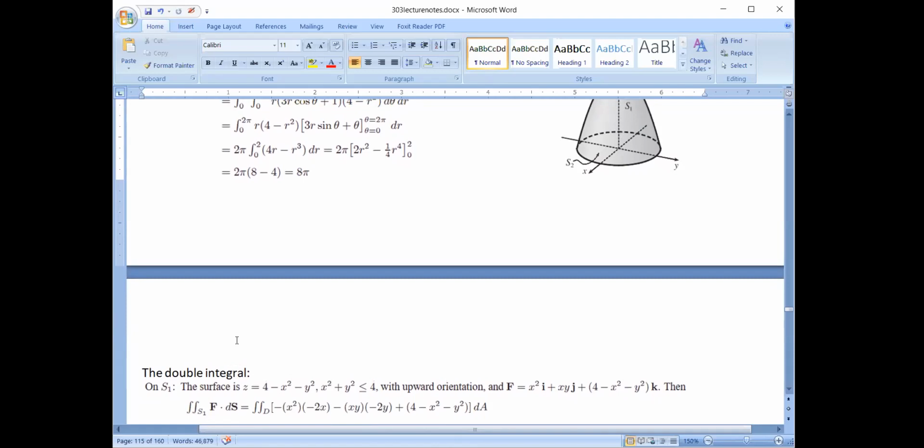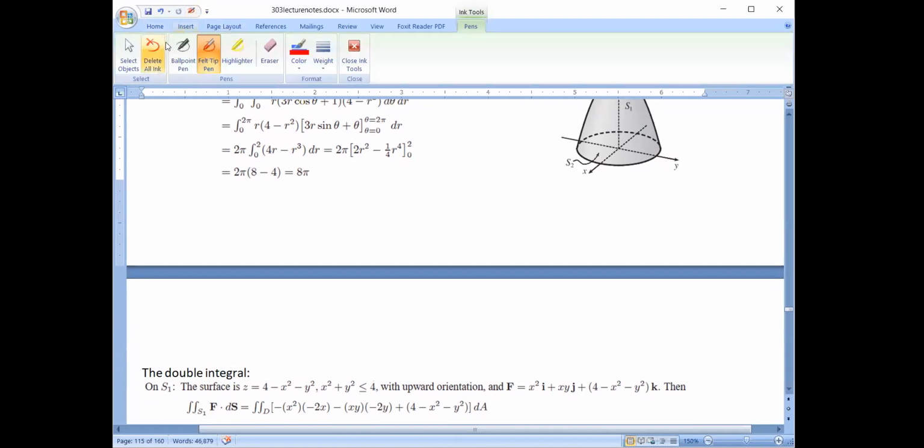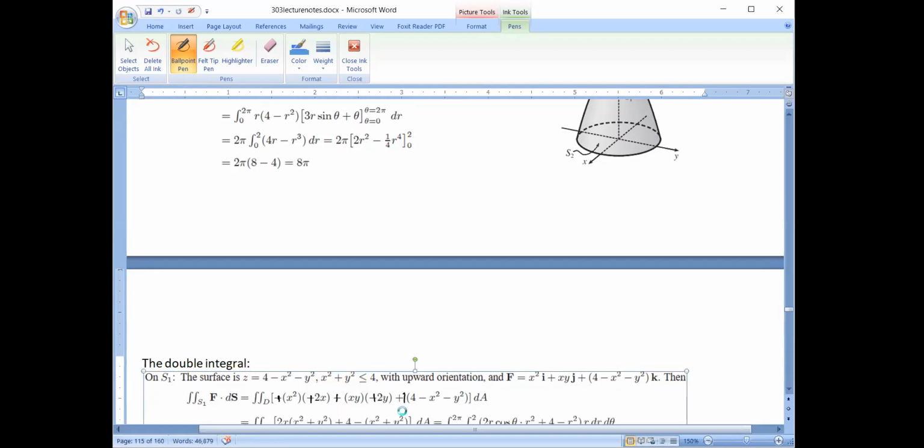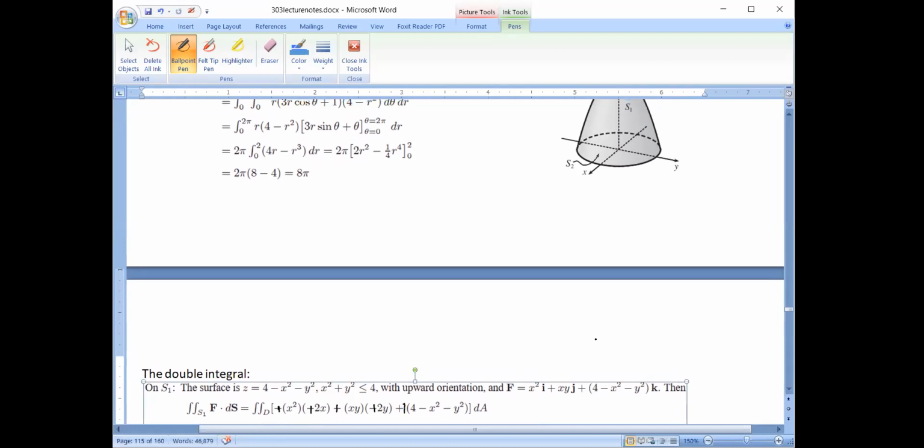I need to fix this. Sorry, just fixing this from my notation. All right. So 2x comma 2y comma 1, and that's your normal vector.